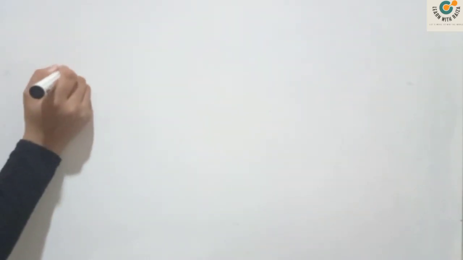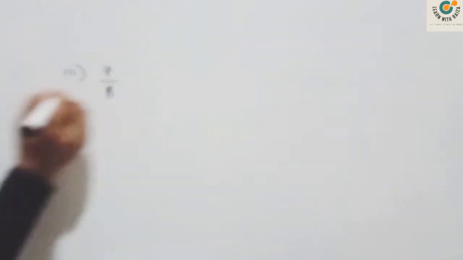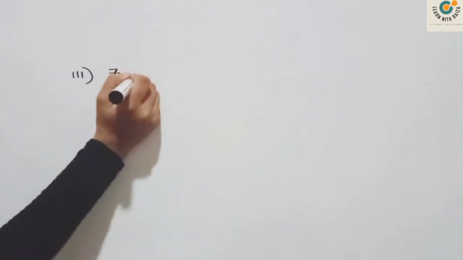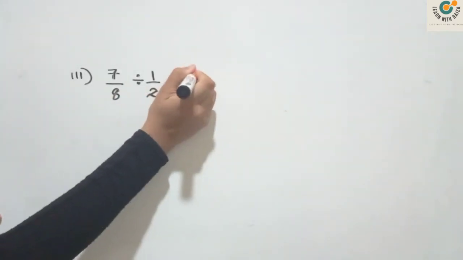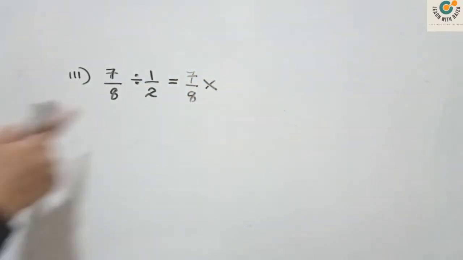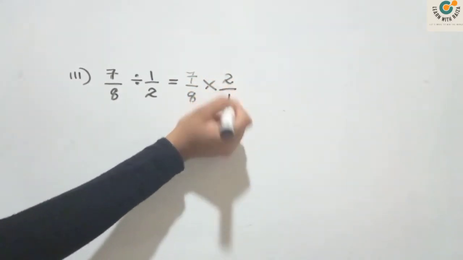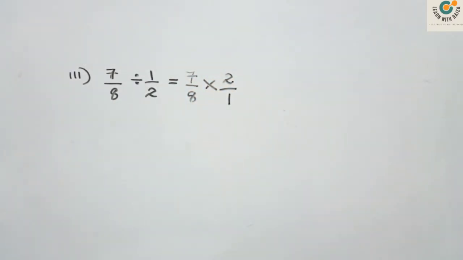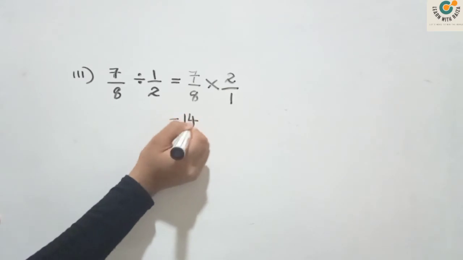Now let's consider the third one as how to divide a certain given fraction. Listen carefully. How to divide a given fraction by another fraction. Here we consider the first fraction as it is, and division becomes multiplication, and the second fraction's reciprocal, denominator becomes numerator and numerator becomes the denominator. So now the normal multiplication of fractions. 7 multiplied by 2, that is 14 over 8.